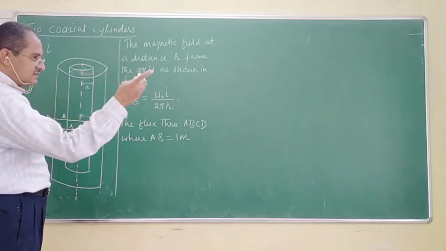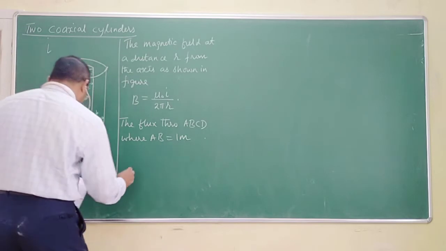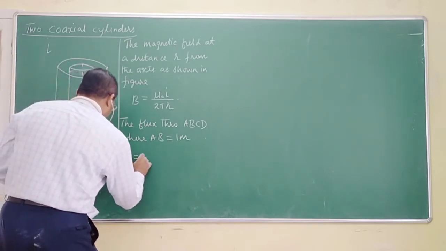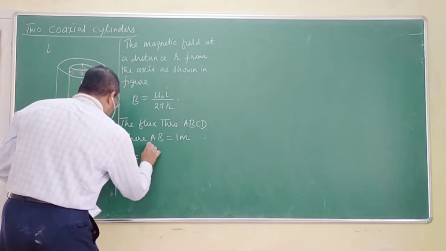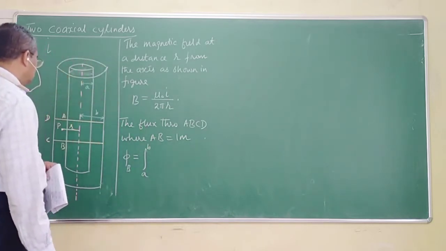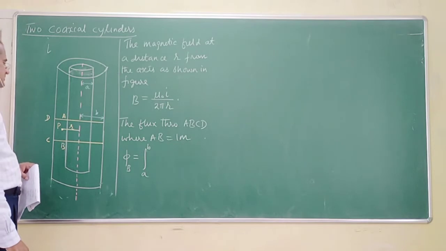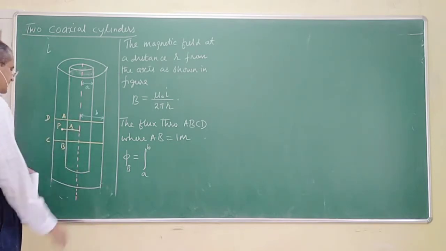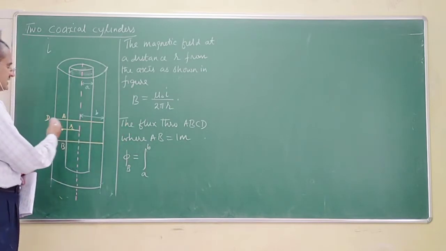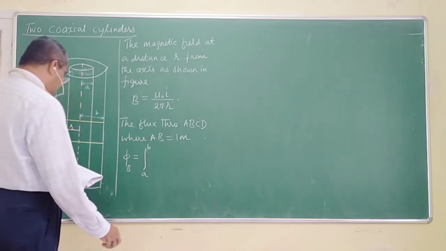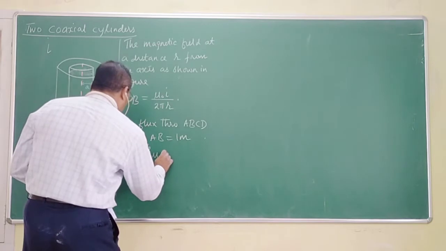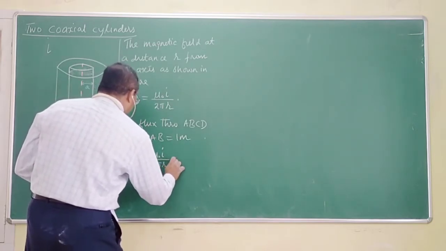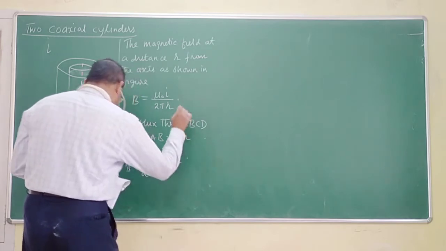dA, total flux we want. Therefore, magnetic flux phi B is the integral from A to B. Is that okay to you, sir? Because this radius is A and the outer radius is B, only then you will be able to take both A to B, mu naught I by 2 pi r into dr.